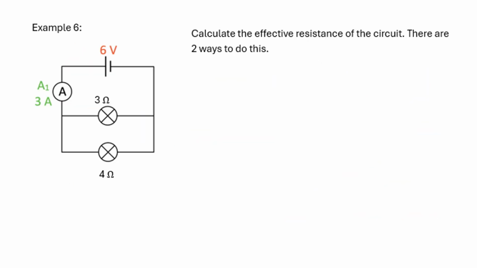So here we have example 6, question 6. It says calculate the effective resistance. There's that word again, effective. Another word for effective is total. So calculate the total resistance of the circuit. There are two ways to do this, but I'm just going to do the one way. Here they've given me 6 volts, so we know V total is going to equal 6.